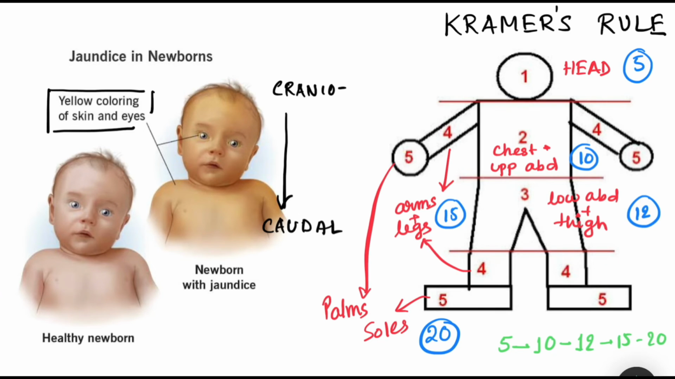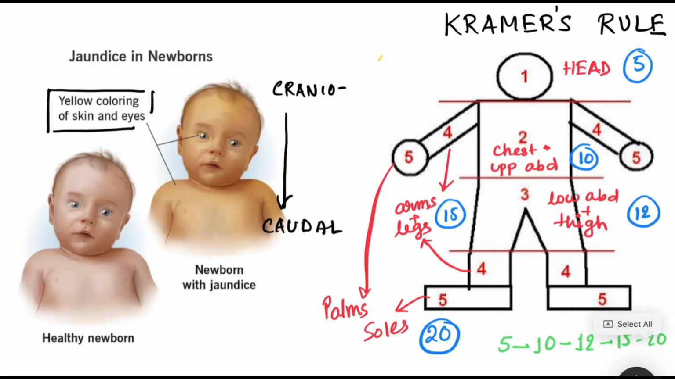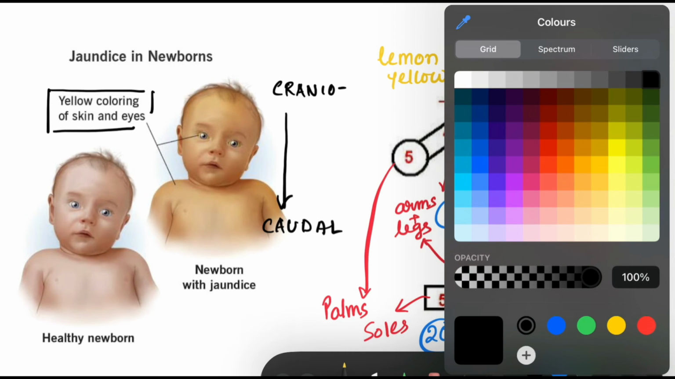Now, some authors or pediatricians do another thing. Based on Kramer's rule, these are the median values. Like if the head is yellowish, then we get a median value of approximately 5 of total serum bilirubin. Over that, they do another thing. They check whether the yellowish discoloration is lemon yellow or deep dark orange, that is, orangish yellow.